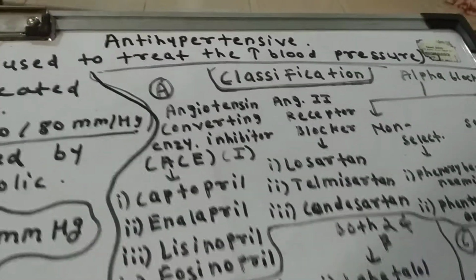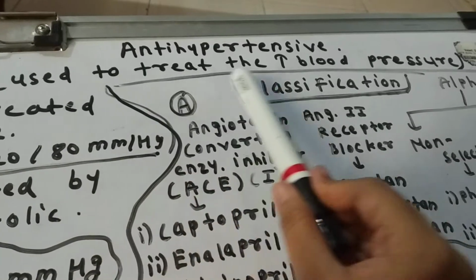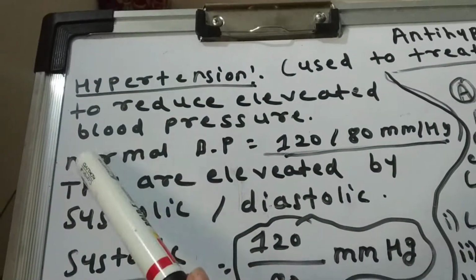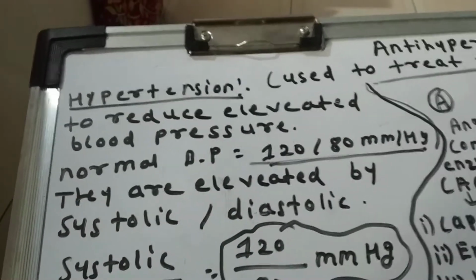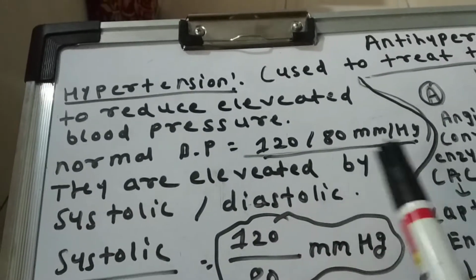What do you mean by the antihypertensive agent? Antihypertensive means used to treat high blood pressure. What do you mean by the first one? Hypertension: to reduce elevated blood pressure. The normal blood pressure is 120 to 80 mmHg.